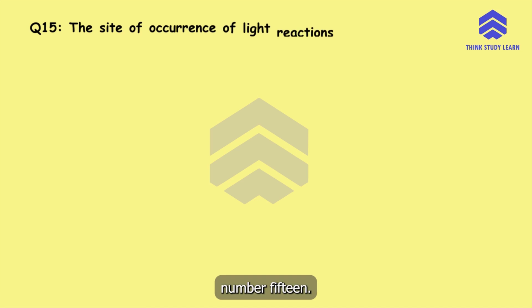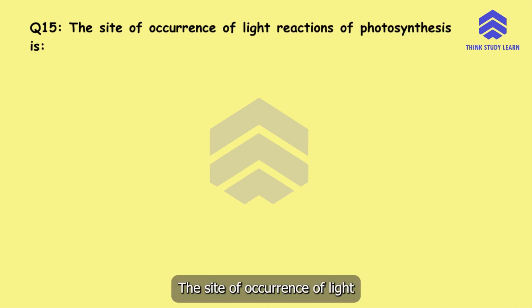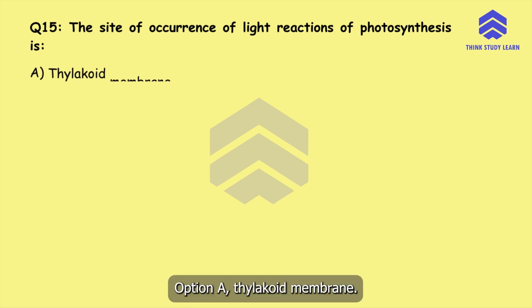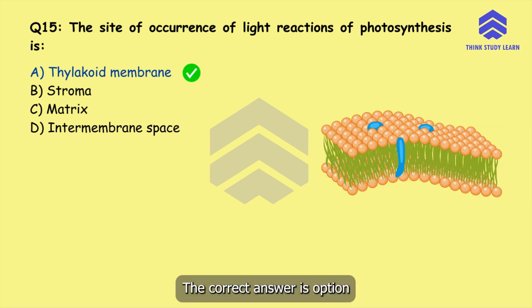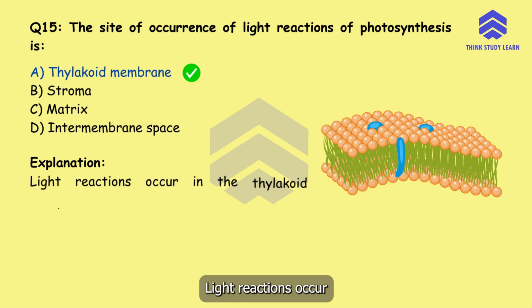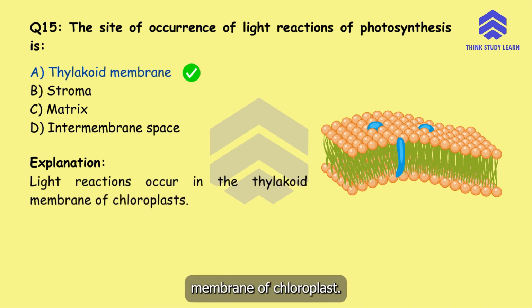Question number 15. The site of occurrence of light reactions of photosynthesis is option A, thylakoid membrane, option B, stroma, option C, matrix, or option D, intermembrane space. The correct answer is option A, thylakoid membrane. Light reactions occur in the thylakoid membrane of chloroplasts.